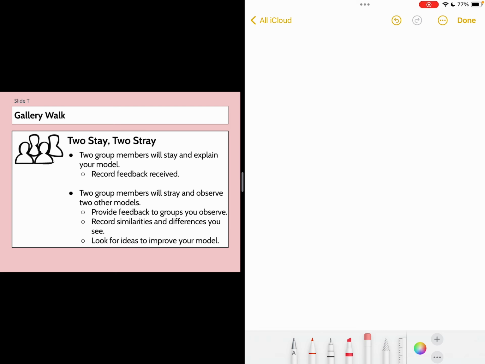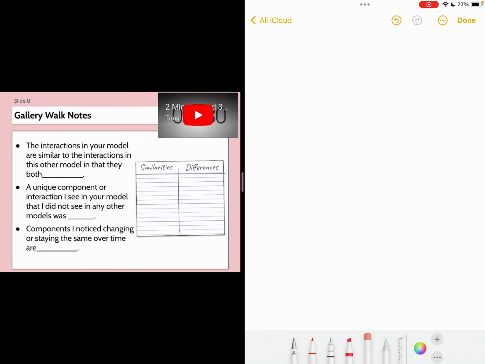As students were at other people's groups, they were asked to fill in 3 questions. Interactions in the model that were similar to another model they looked at, unique component of an interaction that they saw in the model that your model didn't have, and then components that they noticed changing or staying the same over time.